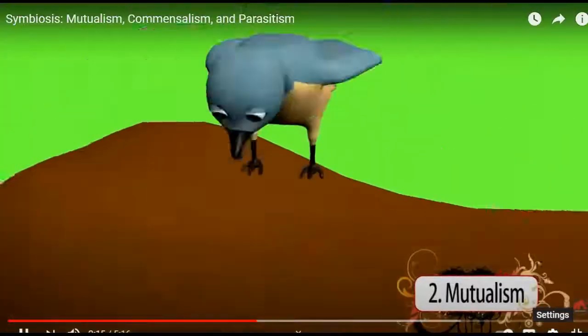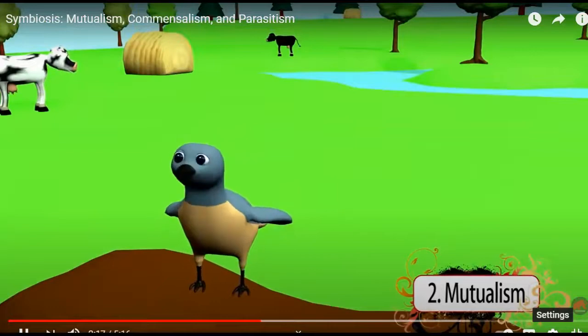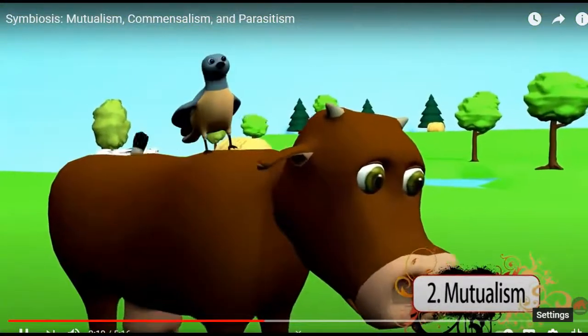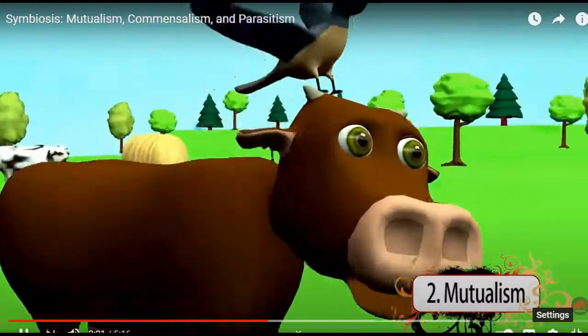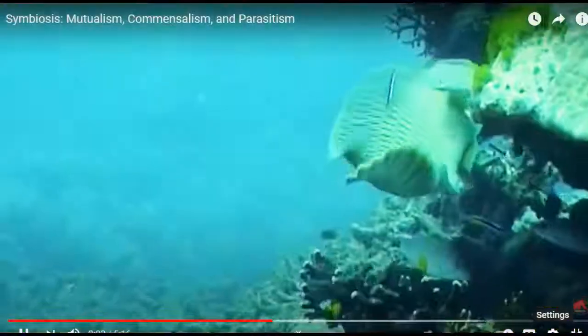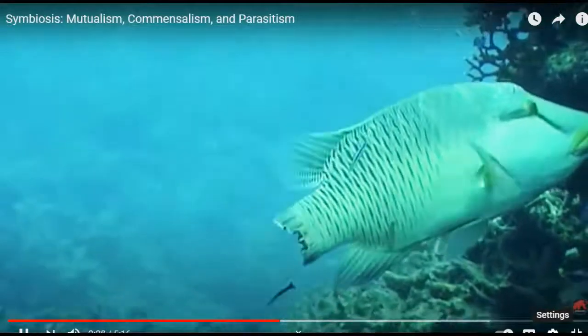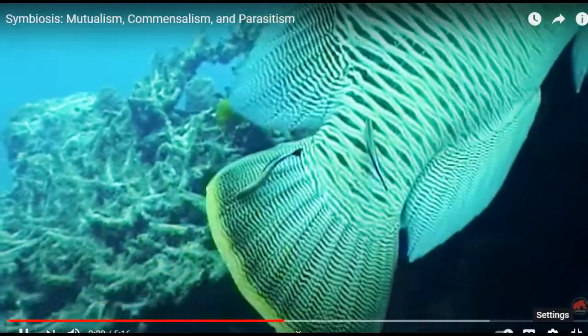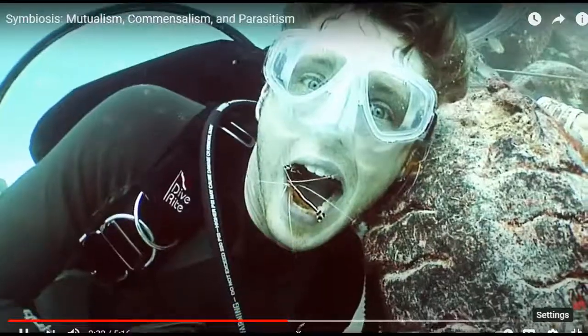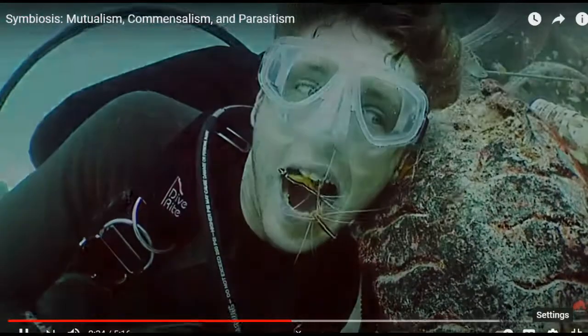Mutualism is a symbiotic relationship in which both species benefit from the relationship. This bird here eats the tick, which benefits the cow. In our fish example, the host fish is cleaned of its parasites, and the cleaner fish gets a free meal. Both species benefit, but not the sea lice anymore. Hey, I already brushed my teeth today.